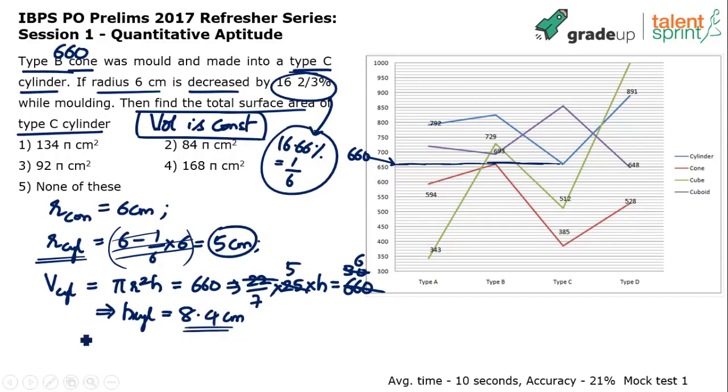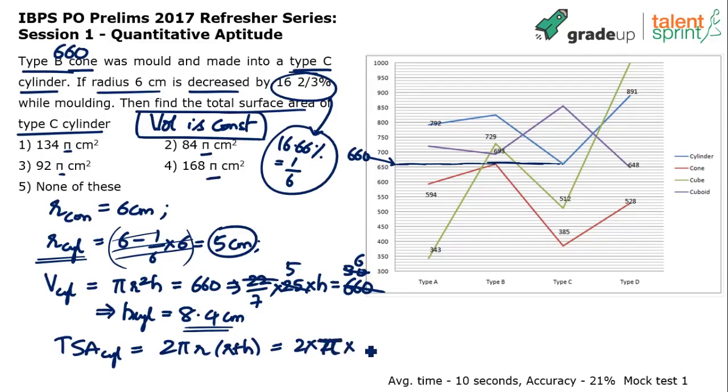You know the radius and you know the height. Now what do you have to find out? Total surface area. Total surface area of cylinder is equal to, you have to remember the formula, right? 2 pi r into r plus h. Substitute. So 2 into pi. I think answers are all given in terms of pi, so let's not substitute 22/7. Let's take it as pi itself. 2 pi into r is 5 and r plus h, 5 plus 8.4, right? So 5 plus 8.4 is 13.4. 2 into 5 is 10. 10 into 13.4 is 134. 134 pi centimeter square. Right? It is total surface area.